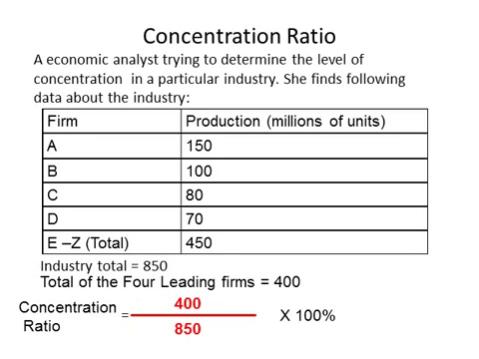The next step is to divide 400 by 850. The result of the division is 0.47. The next step is to multiply 0.47 times 100%, and this gives 47%.